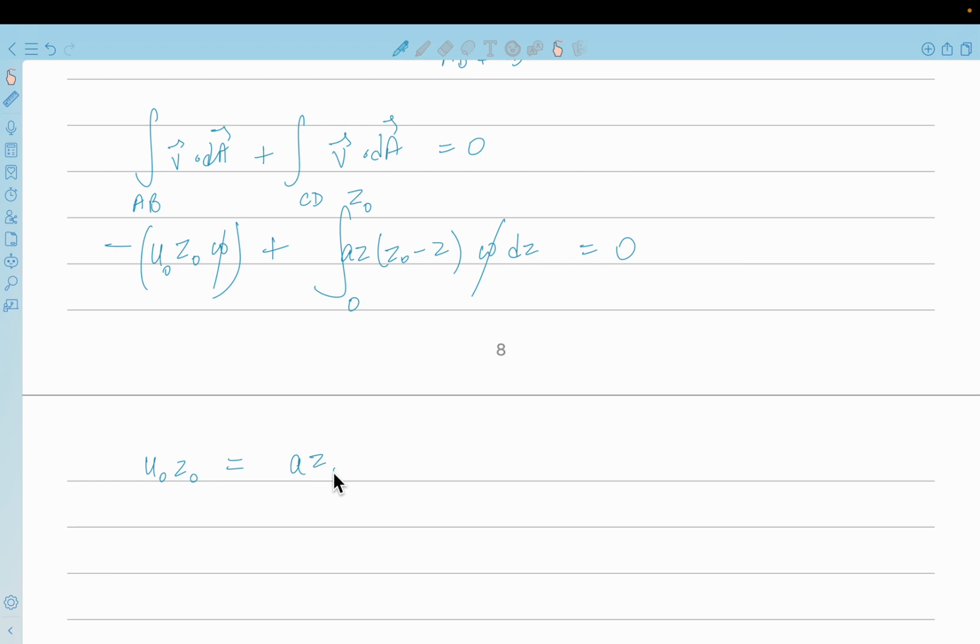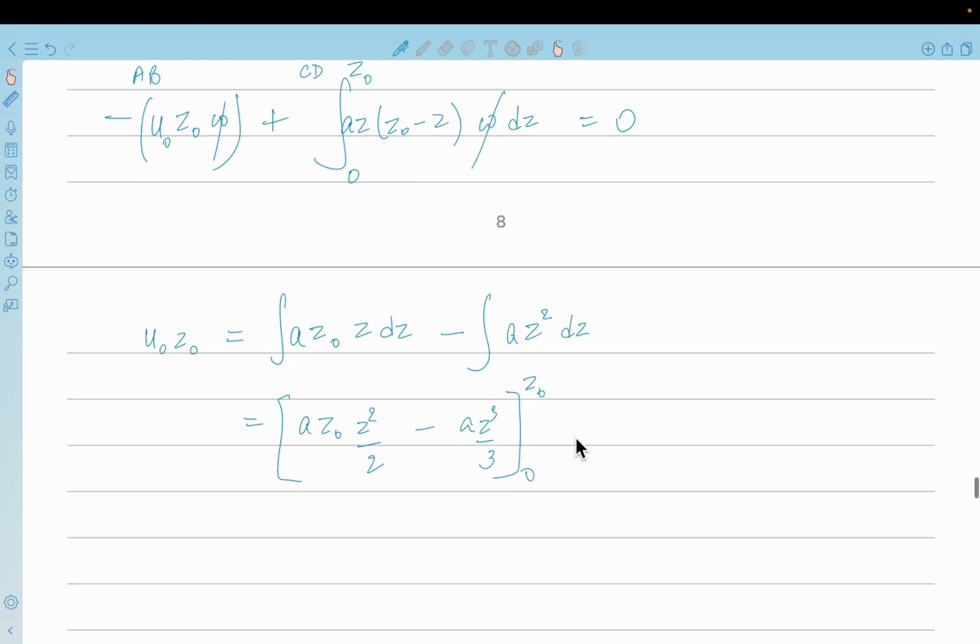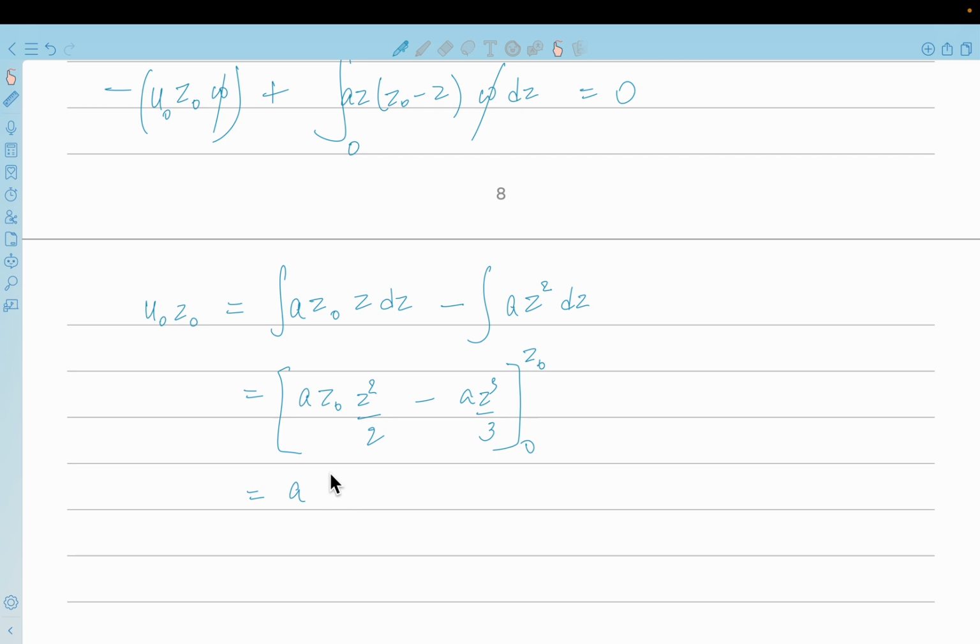Okay, so the first integral is A Z naught into Z dz minus A Z square dz. So this is A Z naught Z square by 2 minus A Z cube by 3. The integral goes from 0 to Z naught. So you can take A common. You have Z naught cube by 2 minus Z naught cube by 3.